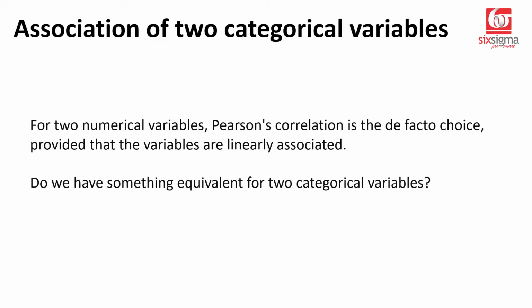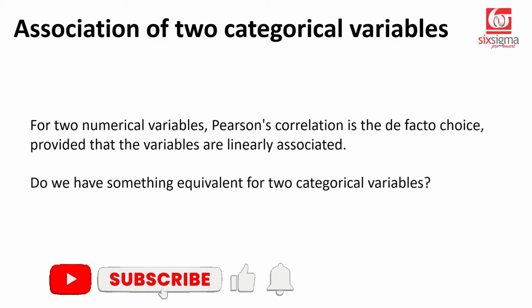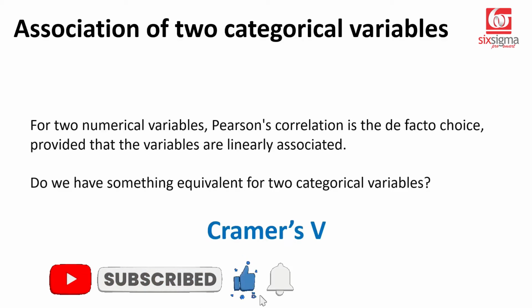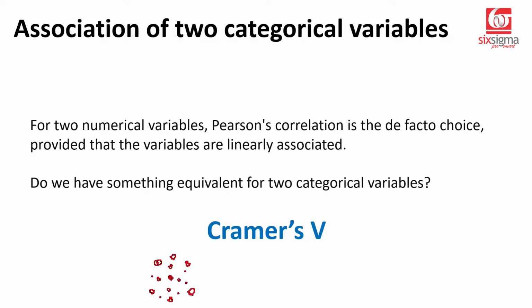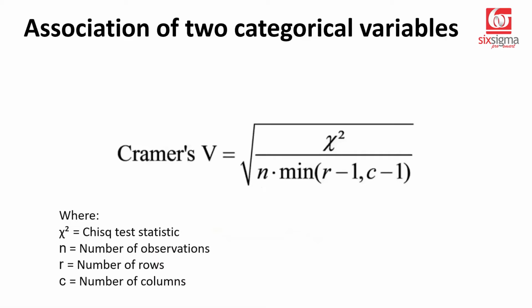Now the question is, do we have something equivalent for the categorical variables? And the answer to this question is that yes, we have an alternative that's known as the Cramer's V. Now what is Cramer's V? Let's understand this. So Cramer's V is calculated as the square root of the chi-square divided by n multiplied by the minimum of r minus 1 and c minus 1.